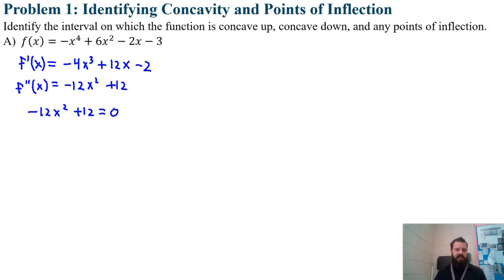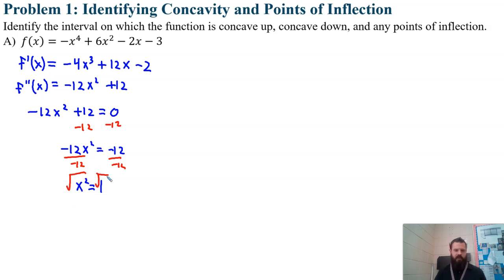All right, simple equation to solve. I'm going to subtract 12 on both sides. That'll give me negative 12x squared is equal to negative 12. Divide both sides by negative 12, and that'll give us x squared is equal to 1.